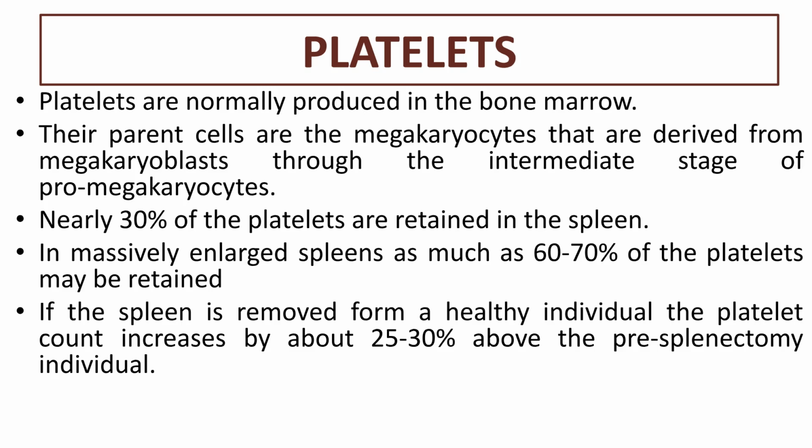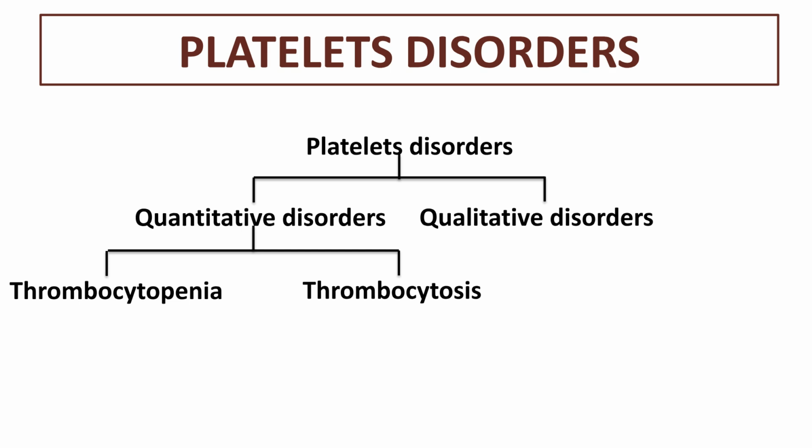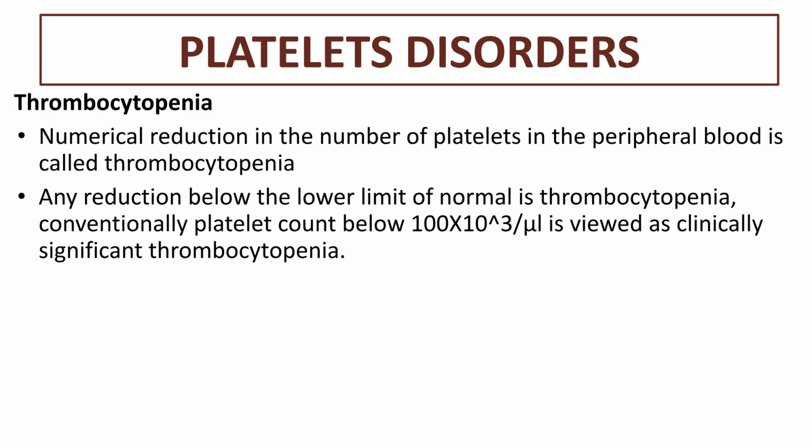Nearly 30% of platelets are retained in the spleen. If the spleen is removed, the platelet count typically increases by about 25 to 30%. Platelet disorders can be categorized into quantitative disorders, which affect the number of platelets, and qualitative disorders, which affect their function. Quantitative disorders include thrombocytosis and thrombocytopenia.